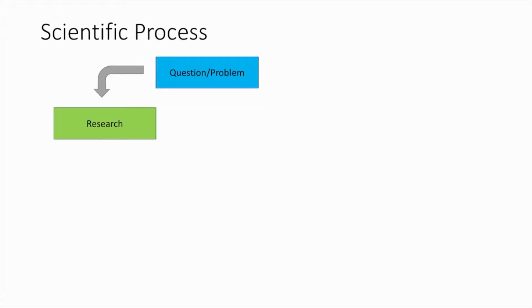We start by figuring out what the scientific community as a whole already knows. And we're going to use that to build our ideas of what could possibly be happening. The next thing we usually do is to form a hypothesis.